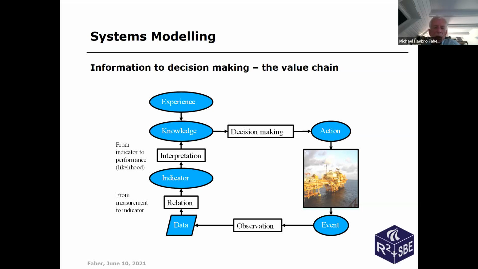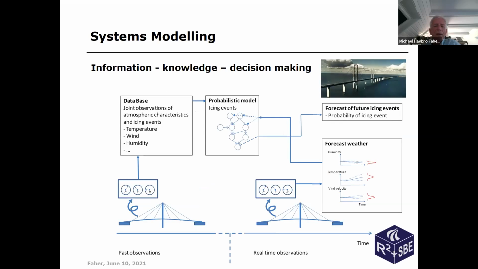But in all points, in all links in this value chain, there is a possibility that information may be associated with errors, so it can be disturbed. Links can also be broken at points in time and picked up later. There can be several things to be concerned about regarding the information.